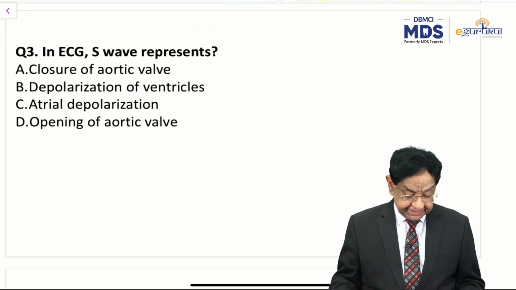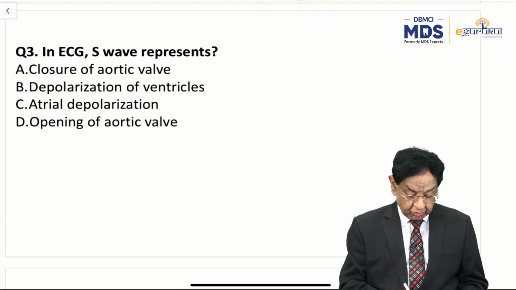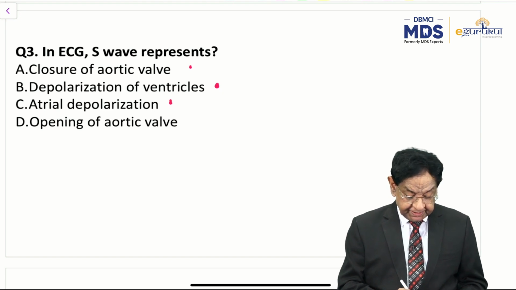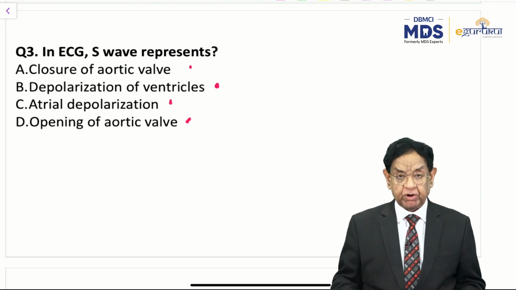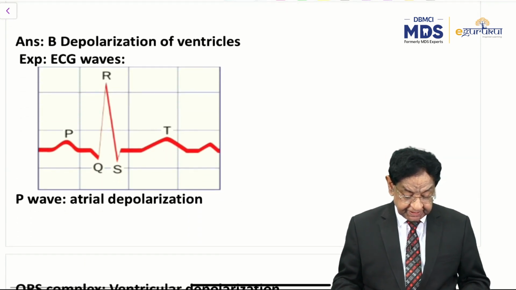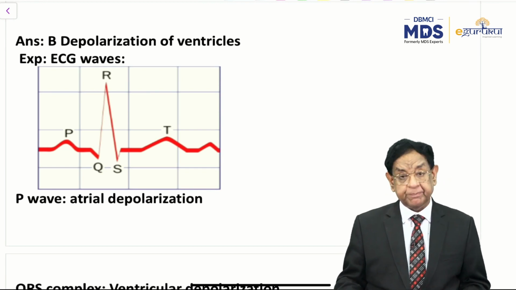Question number 3. In ECG, the S wave represents what? Closure of aortic valve, depolarization of the ventricle, atrial depolarization, or opening of the aortic valve. Well, the answer for this question is B, depolarization of the ventricle. Let me tell you some basics.